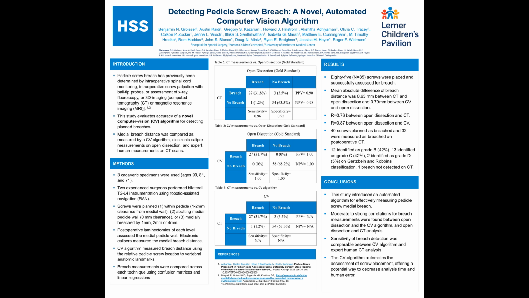Tables 1, 2, and 3 illustrate the 3 confusion matrices, the first being CT measurement versus open dissection, where open dissection is considered the gold standard. The second is CV measurements, computer vision measurements versus open dissection. And the third is computer vision measurements versus CAT scan.